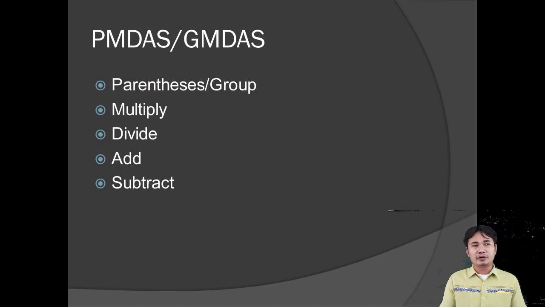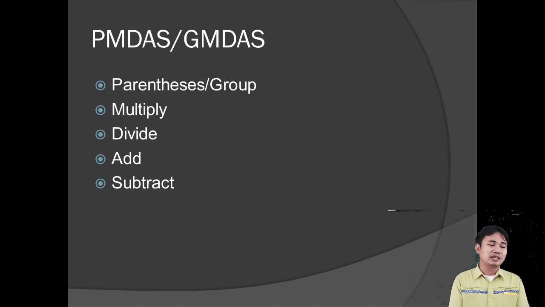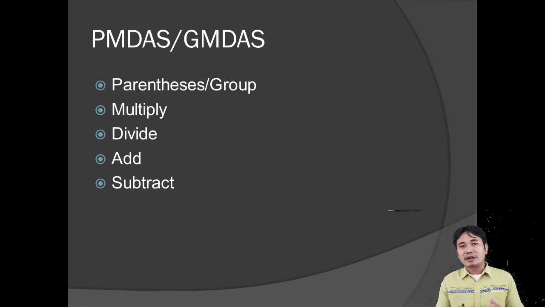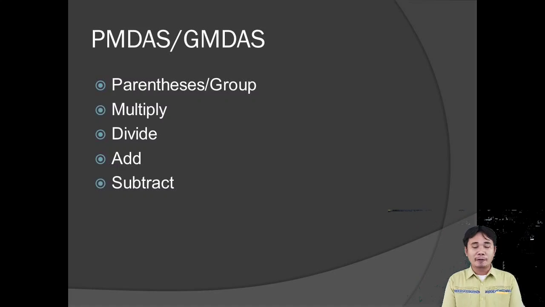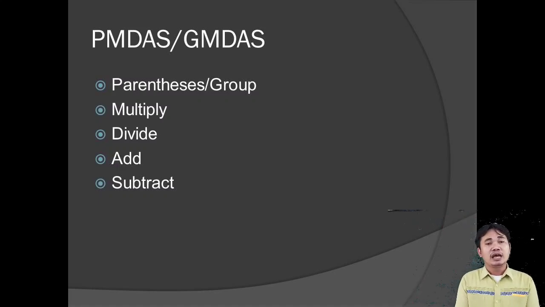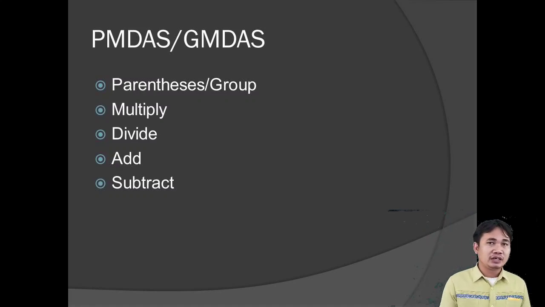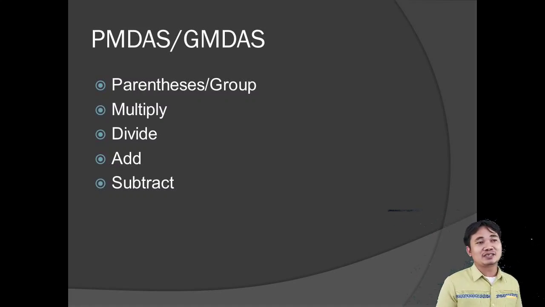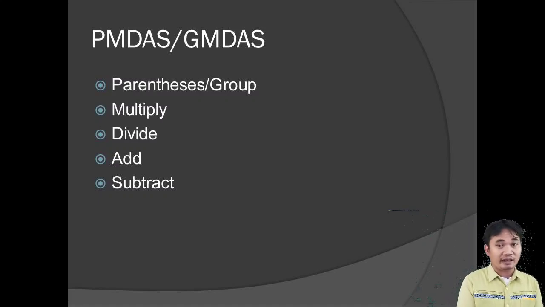So when we have the order of operations, syempre mauuna talaga is inside the parentheses or the group. So inside the parentheses or the group, you need to perform the operations there. Next, we are going to multiply or divide, depende kung ano yung nauuna sa left side. Or we can add or subtract, depende kung ano yung nauuna sa left side.